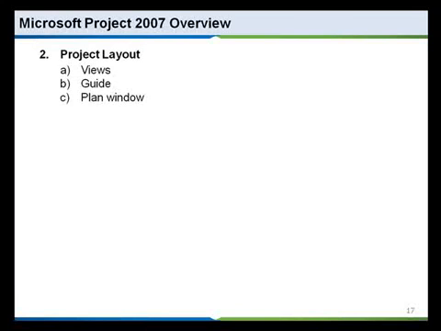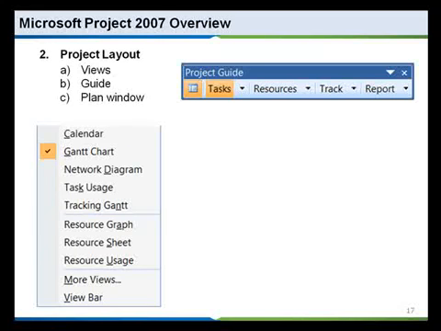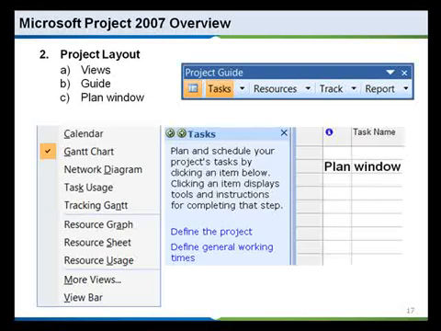Next, let's take a look at our project layout and the project views, the project guide, and the plan window. So we're going to take a look at our Gantt chart, our network diagram, tracking usage, tracking Gantt, and of course the 3 different resource options, as well as looking at the more views and turning our view bar on. We're also going to talk about using the project guide and how we can set that up to quickly start a new project. And the last thing we'll talk about is our project plan window.